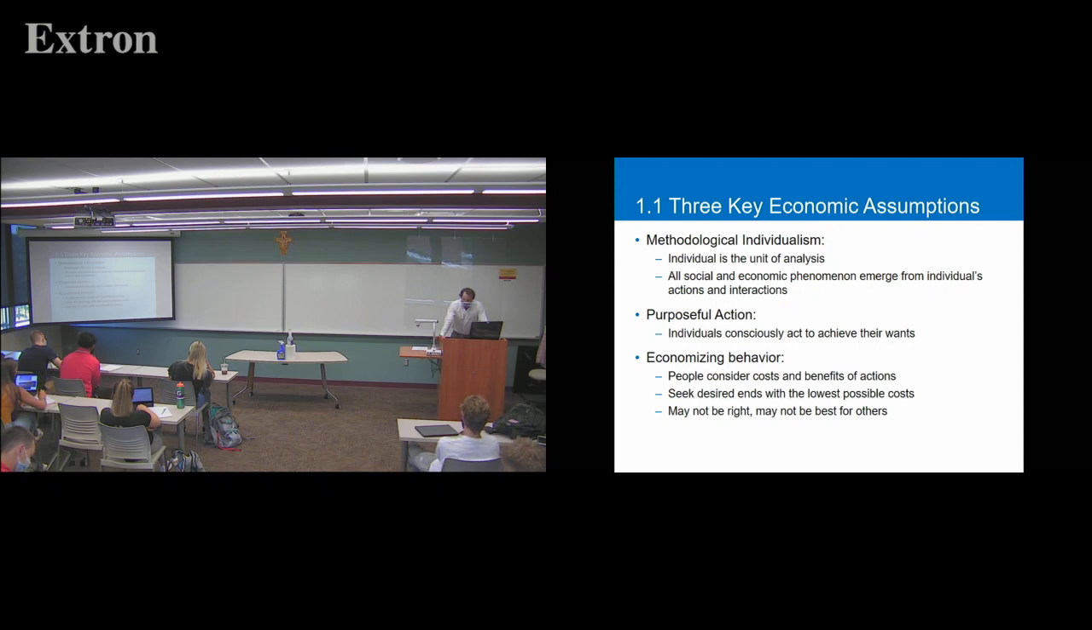So you may not be right. We're not saying that people are robots that always know what's the right answer. It's that they consider the costs and benefits as they see it, and then they act that way. So it may not be right for you. It may turn out that what you've done is wrong. It's a higher cost or lower benefit than you thought ahead of time.